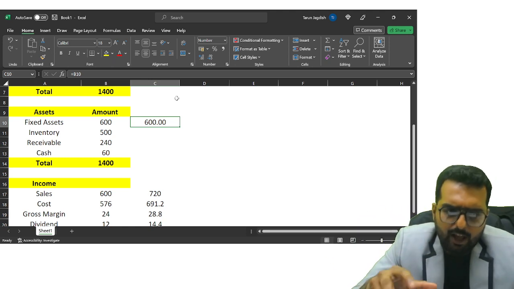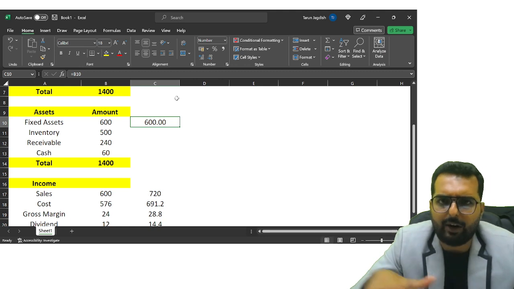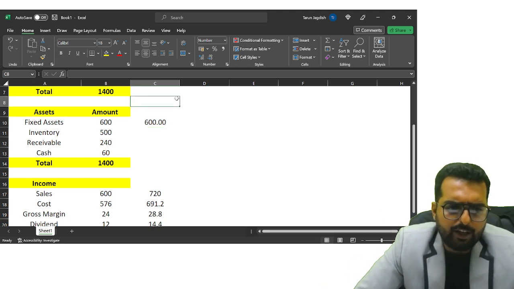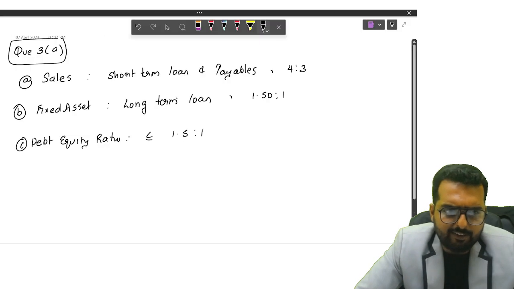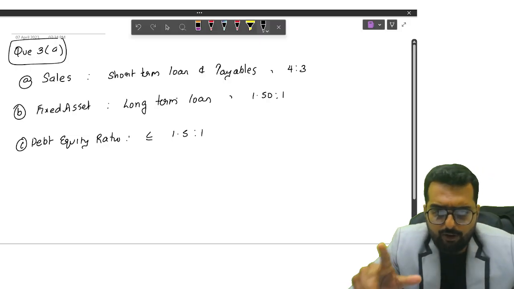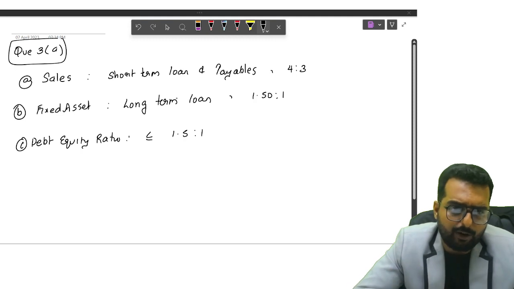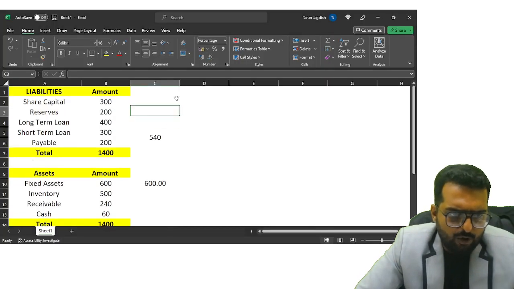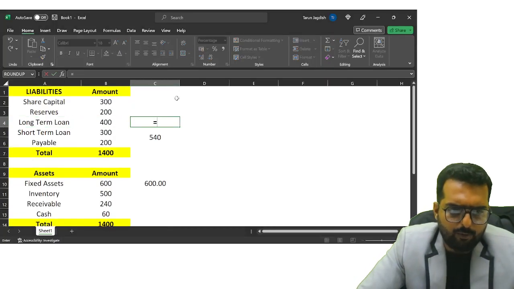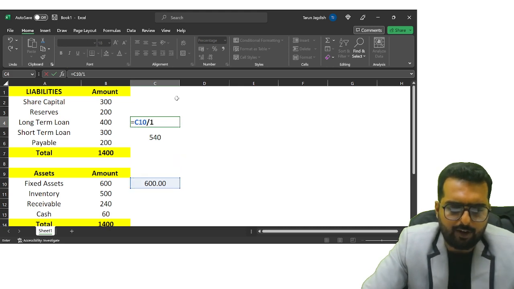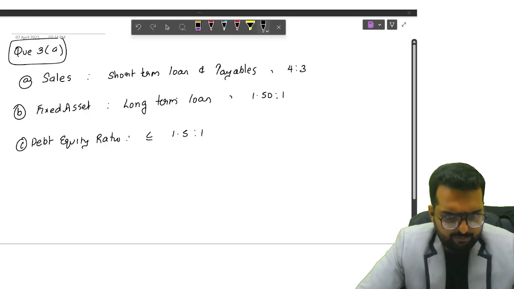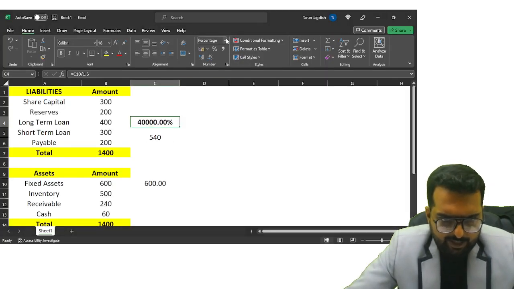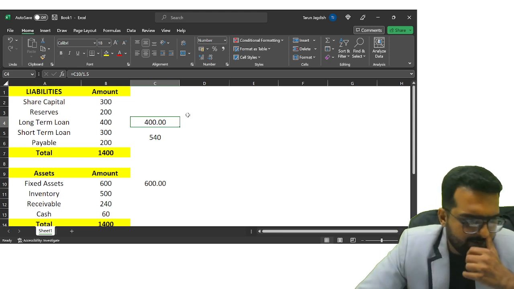Let us solve it this way. Afterwards, we'll again go back and check what has to be done. Alright? So here we get 600 as the answer. If we take 600 as the answer, long term loan should be 1 if fixed asset is 1.5. So the long term loan formula will be 600 divided by 1.5. Am I right? Correct? So that again turns out to be the same 400. No change at all.